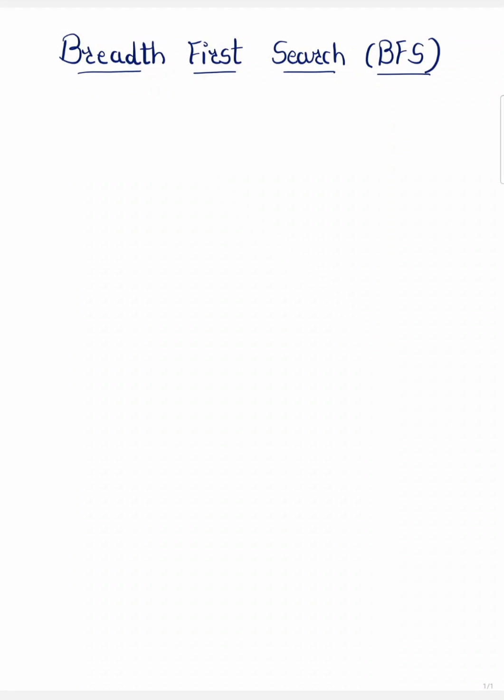Hello everyone, welcome back to the graph series. In this video lecture we are going to learn about breadth first search, that is the BFS algorithm. It's a graph traversal algorithm which systematically explores all the vertices. It begins with the root node and explores all the neighboring nodes. It uses a breadthward motion, and it is particularly useful for finding the shortest path in an unweighted graph.